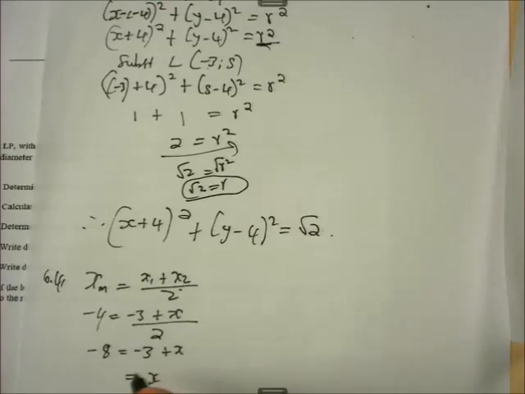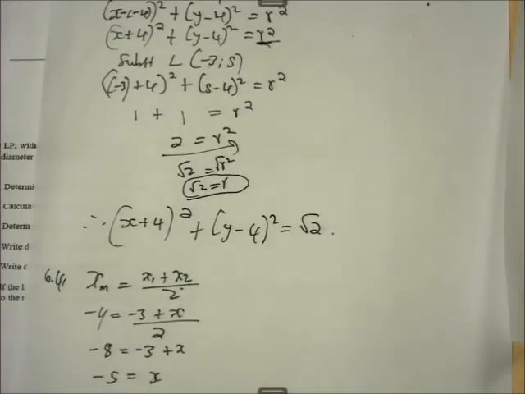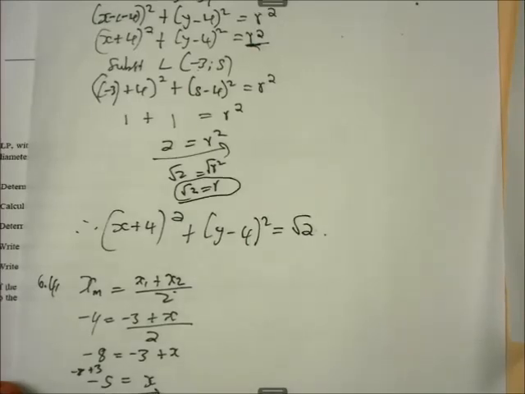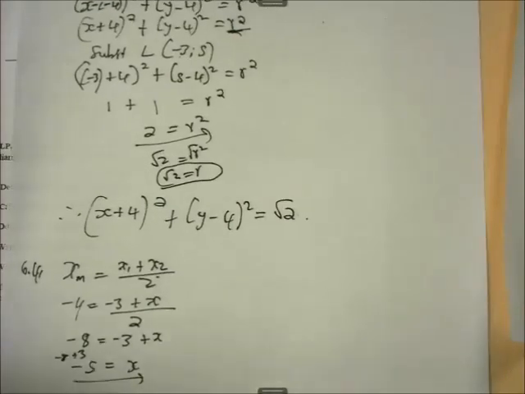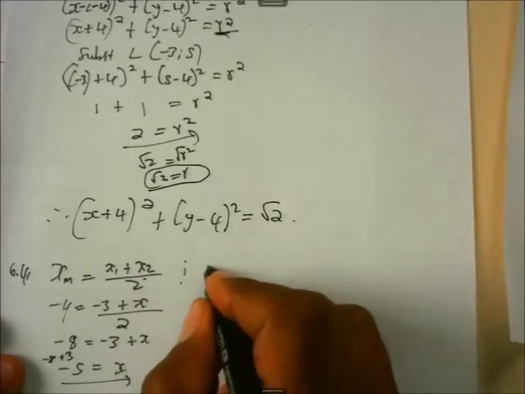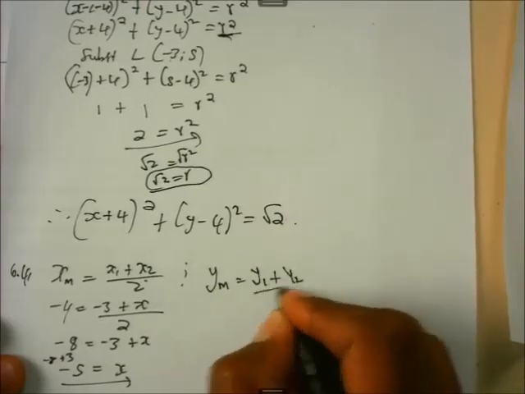Therefore x is equal to minus 5, because minus 8 plus 3 gives minus 5. Now we have the x value. How do we determine the y value? The y value at the midpoint is equal to (y1 plus y2) divided by 2.